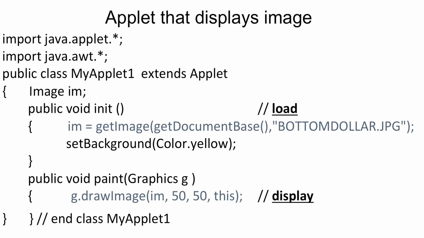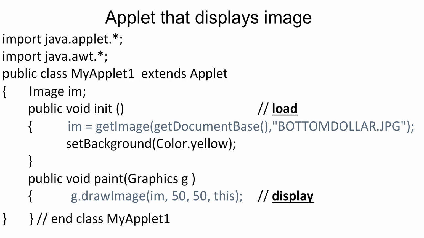So, see the program: import java.applet.*, and the second statement import java.awt.*, public class myApplet1 extends Applet. This third line, myApplet1, is the name of the class which is extending from the Applet, which means we are creating an applet here. The first statement declares an object IM which is an object of the Image class, and then see public void init, and inside this init method IM equals to getImage.